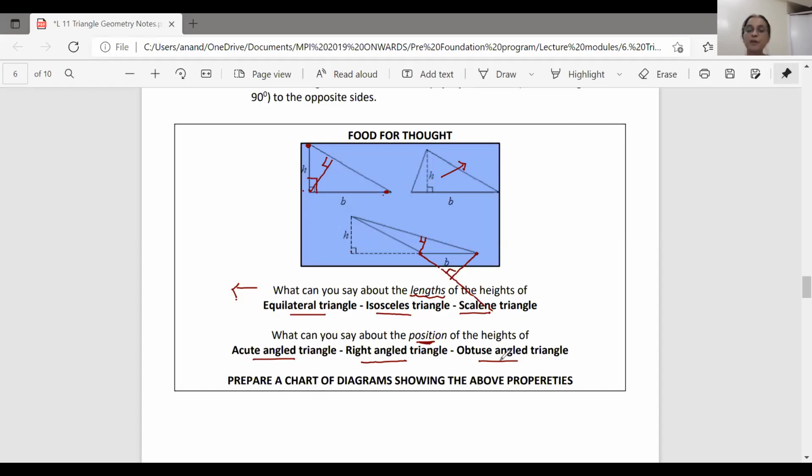This will be a very interesting research project for you. Draw several diagrams. Spend a lot of time and make your own thesis, make your own observations, draw your own interpretations from it. Okay, so make the study very, very interesting for yourself.